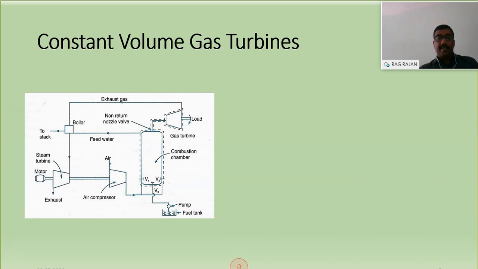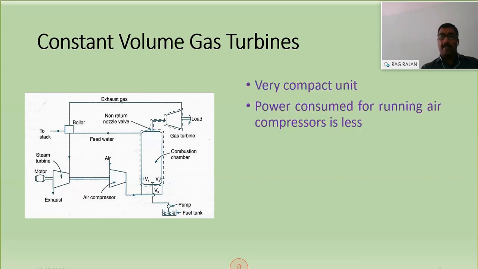So inside the combustion chamber, there will be constant volume. After the combustion, when there is sufficient pressure, only then will there be flow from the combustion chamber to the gas turbine. That is the working principle of constant volume gas turbines.